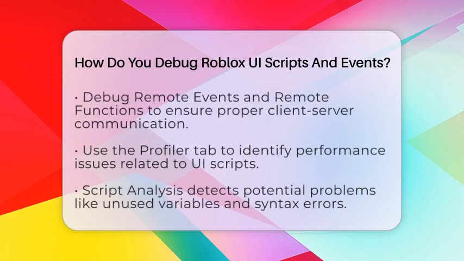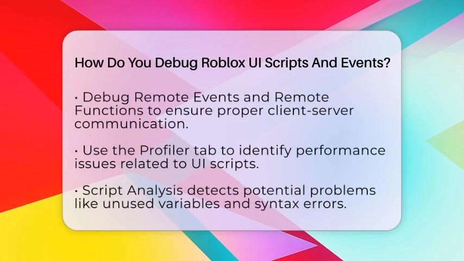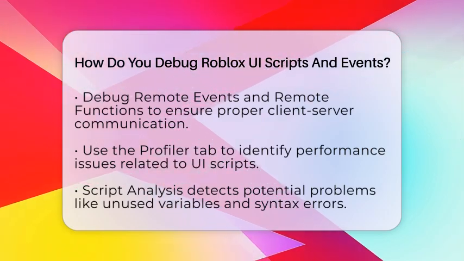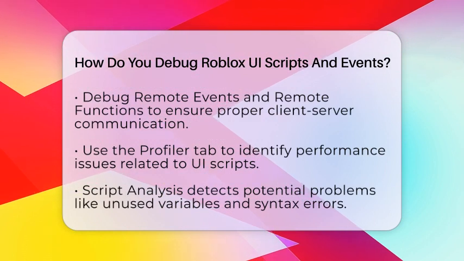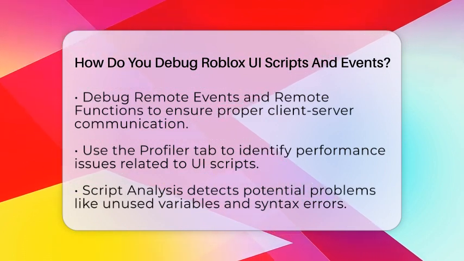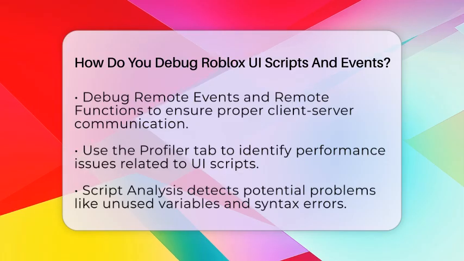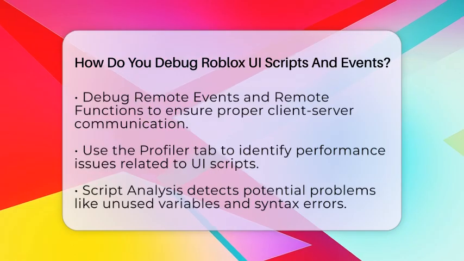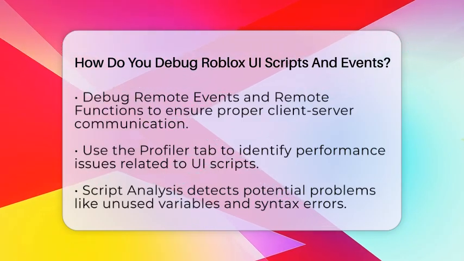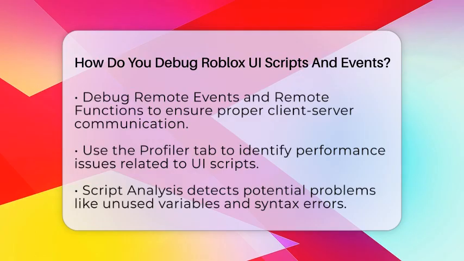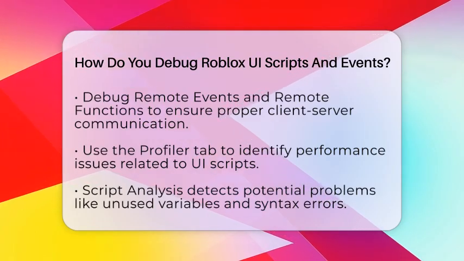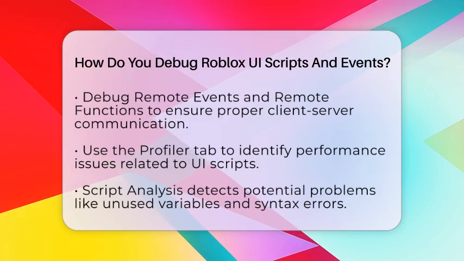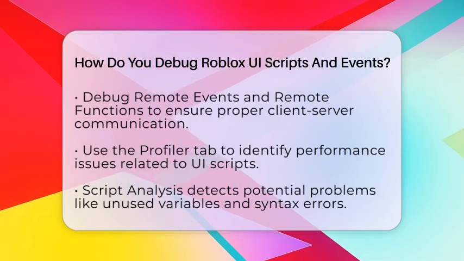correct. For user interface scripts that communicate with server scripts, debug remote events and remote functions. Log data sent between the client and server to ensure synchronization and correct data flow. This helps prevent user interface glitches caused by communication errors. You can also use the Profiler tab to check if user interface scripts cause performance issues. High CPU or memory usage can affect responsiveness. Optimizing inefficient code improves the overall user experience.